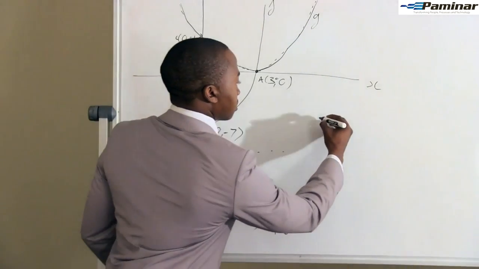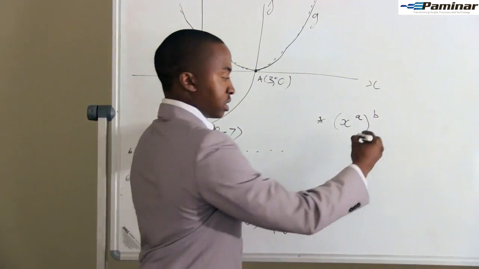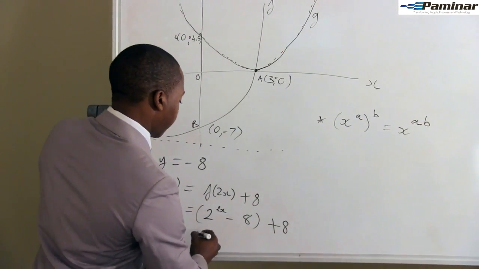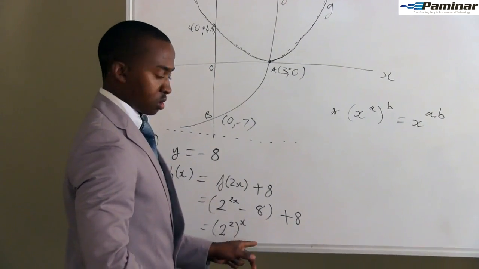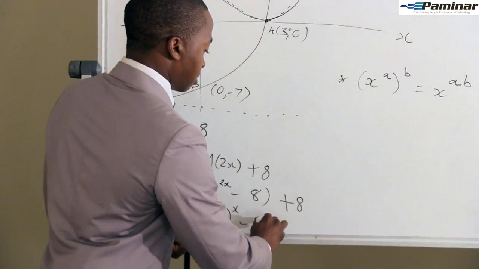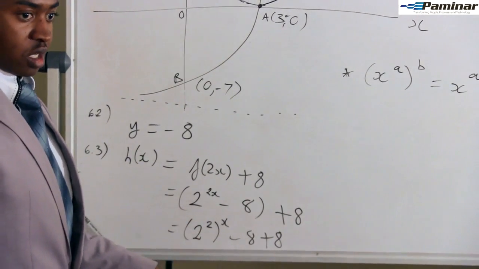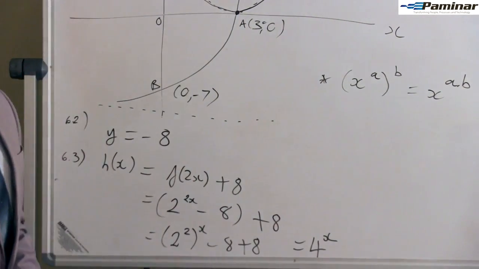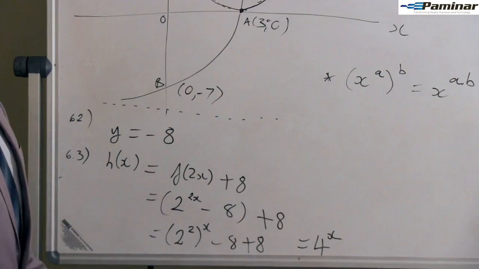If you remember the laws of indices, x to the a with a b outside is the same as x to the a times b. So you can simplify further by saying 2 to the 2 x. We're separating them because we know what 2 squared is. Minus 8 plus 8. Can you see? These will cancel. Then you're left with 4 to the x. So your final answer should be 4 to the x, and that should be your equation h of x.